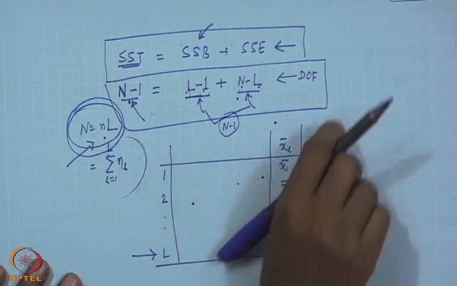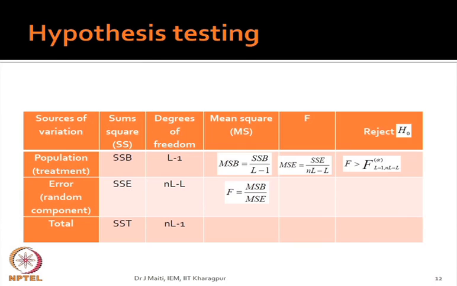Now, what is MSB? MSB is mean squared between populations. This is nothing but the sum of squares between populations divided by its degrees of freedom. Then what will be your MSE? MSE is SSE divided by its degrees of freedom. So, you write MSB here, and under error you write MSE.